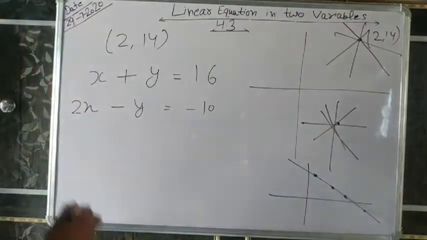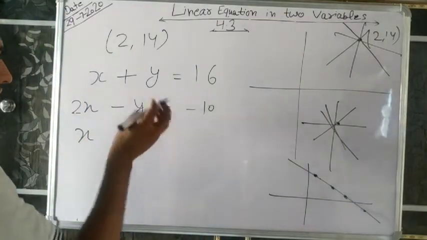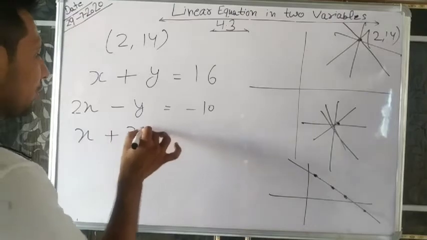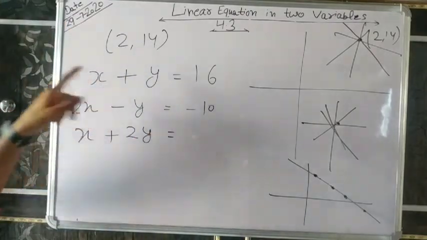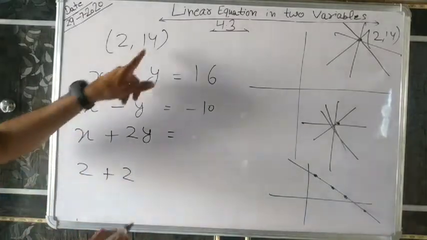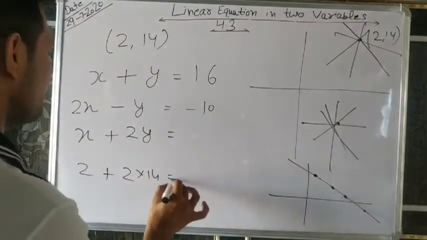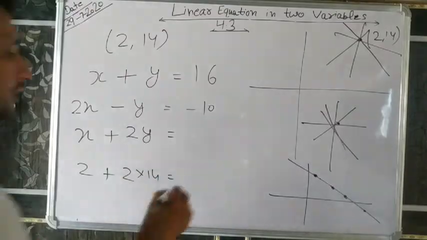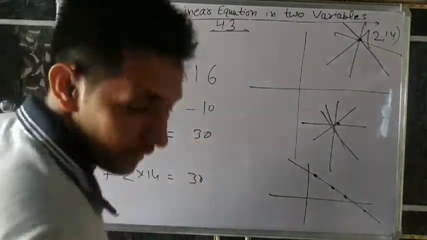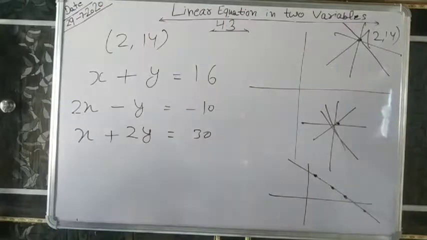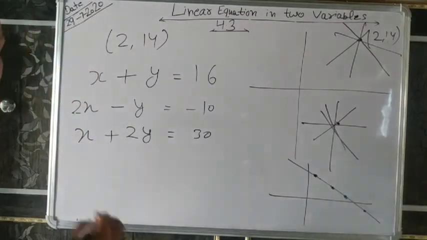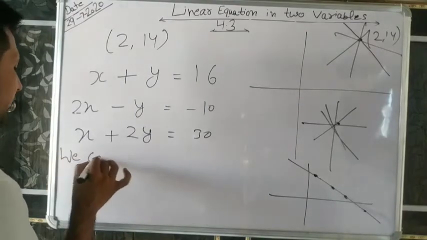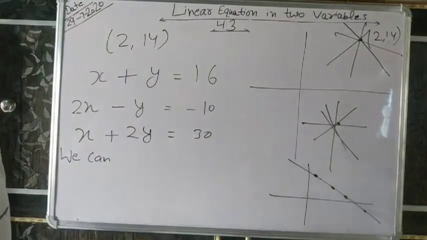Any other one? x plus 2y equal to, now in place of x is 2, plus 2 multiply y is 14. So 2 plus 2 into 14, so it is 30. So what does it become? 30. So you can write, these are the three equations. And he is asking how many more such lines we can draw. So you can write, how many more such lines are there?